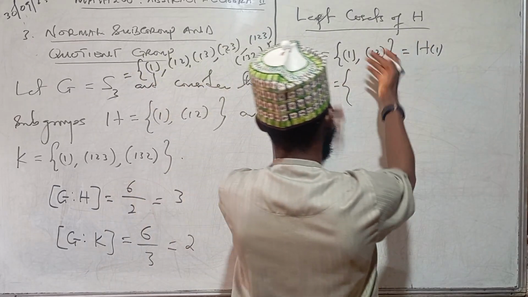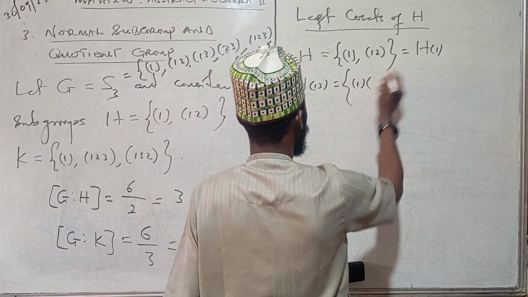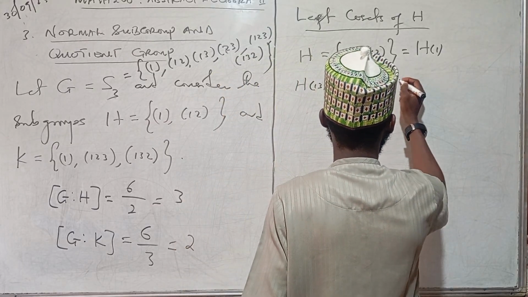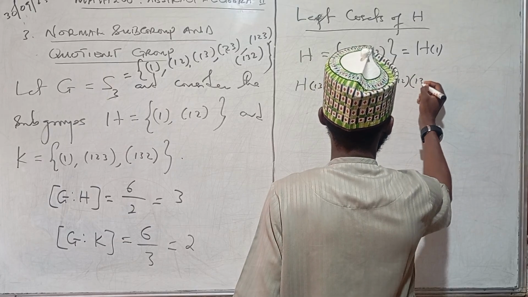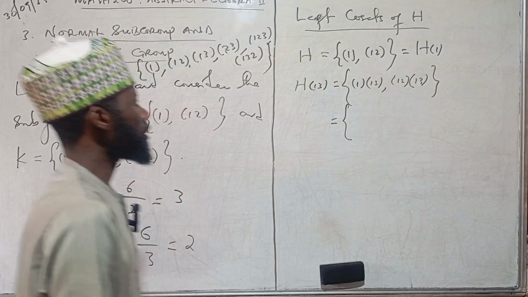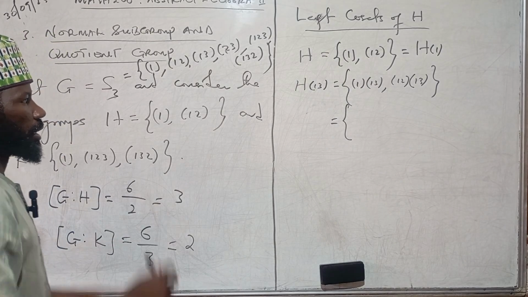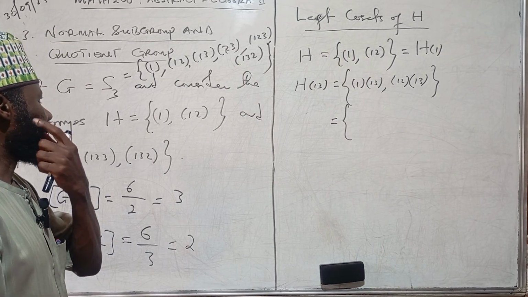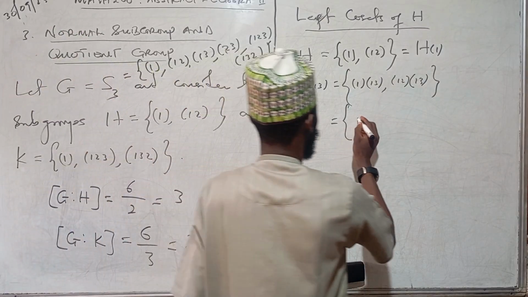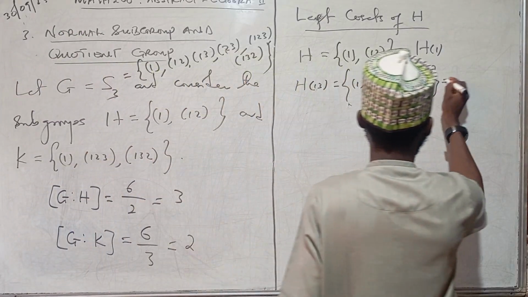Then you multiply this element from the right or from the left by (1 3). We have done this thing. This is just to reveal something, to demonstrate the fact that left and right cosets may coincide in a given subgroup. And this is what I'm trying to do. So let me do it over here.